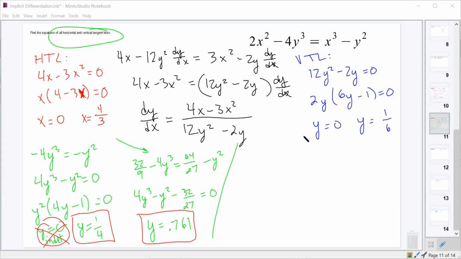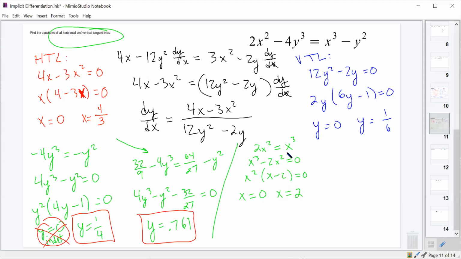So if we plug in 0 for y, what do we get? 2x squared equals x cubed. Or x cubed minus 2x squared equals 0. Or x equals 0, x equals 2. Do you guys agree with that? Yep. Okay.